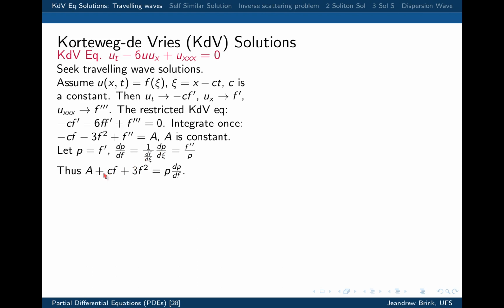So f double prime is here on the left hand side, and I've taken this p and multiplied it through there. So you have now got a first order differential equation for p, where you can consider the independent variable to be f. Solving for p, you can write this as a half p squared, and then integrate this with respect to f. So if we integrate, that's just a half p squared on the side, and then you just have to work out the integral of this thing with respect to f. It's simply af plus c over 2 f squared plus f cubed plus your integration constant b.